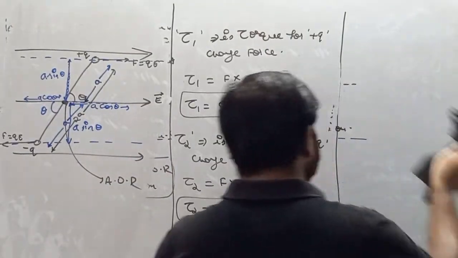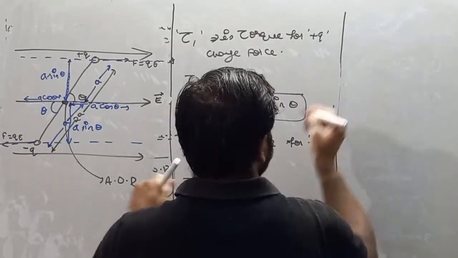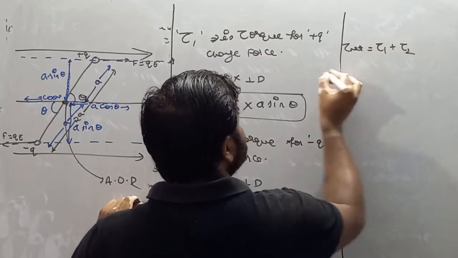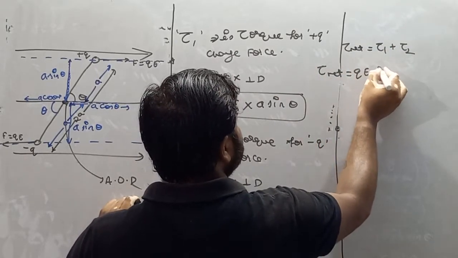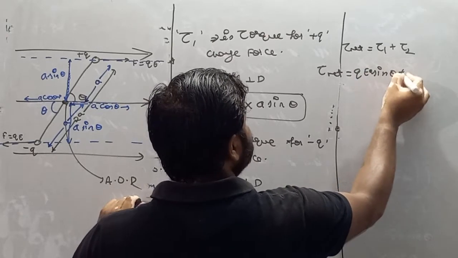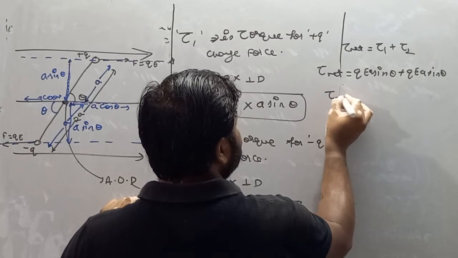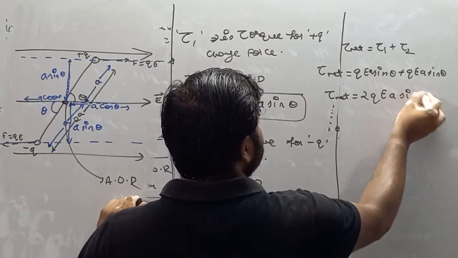Now I'll find the net torque. So tau net will be tau 1 plus tau 2. So tau net equals qEa sin theta plus qEa sin theta. So we'll write 2qEa sin theta.